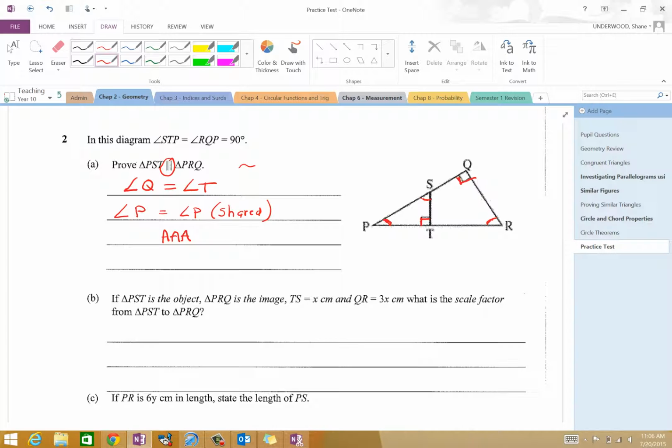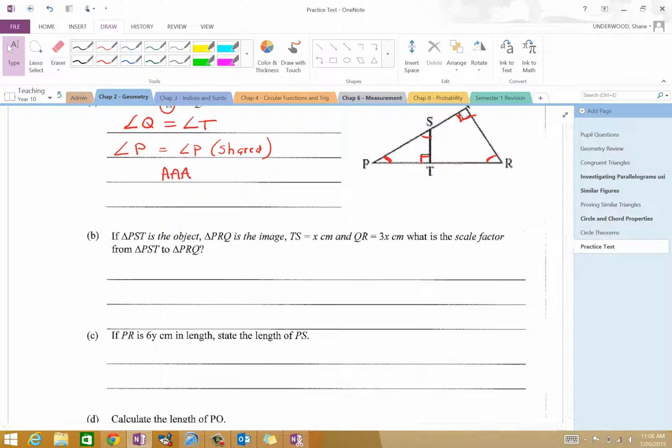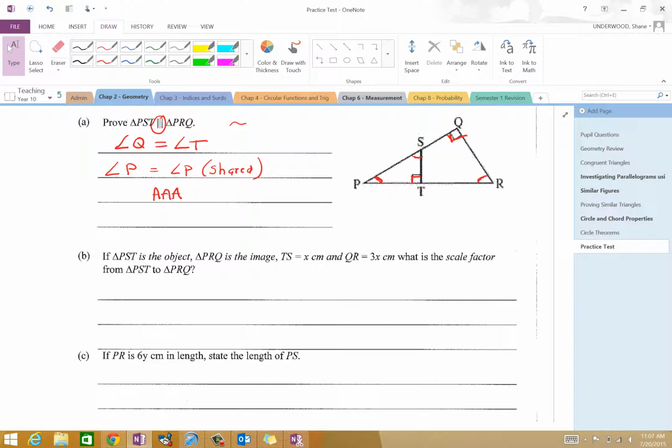Does it make sense? Now you don't always have the same angles, as in you can't always prove the same angles. Now it says if triangle PST is the object, triangle PRQ is the image, then TS is equal to X centimetres and QR is equal to 3X. Okay, what is the scale factor from this?